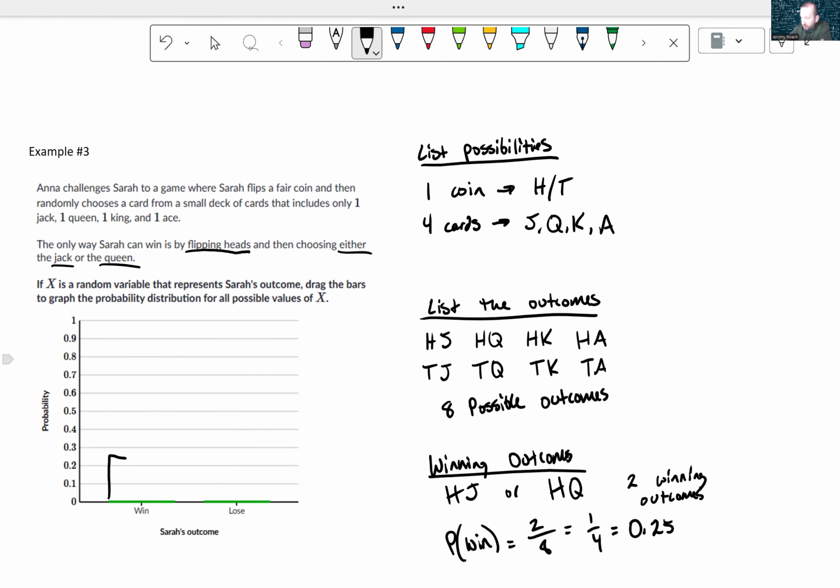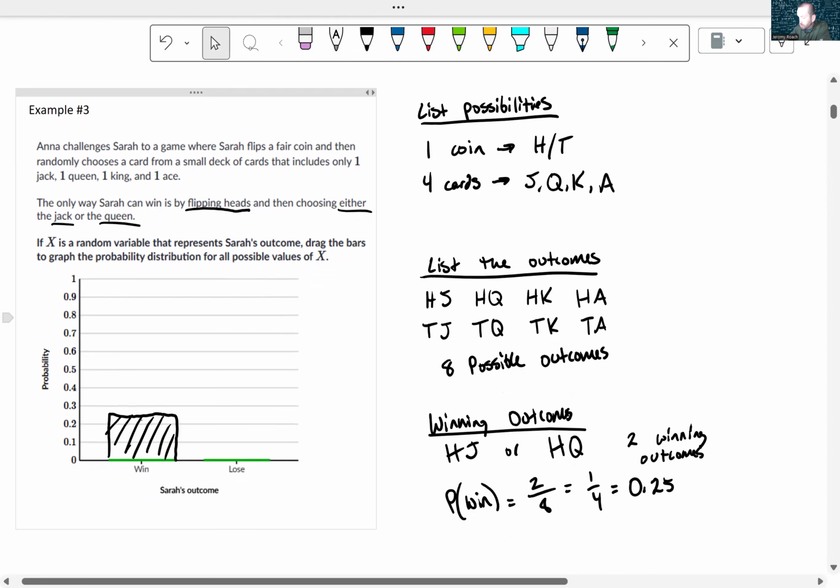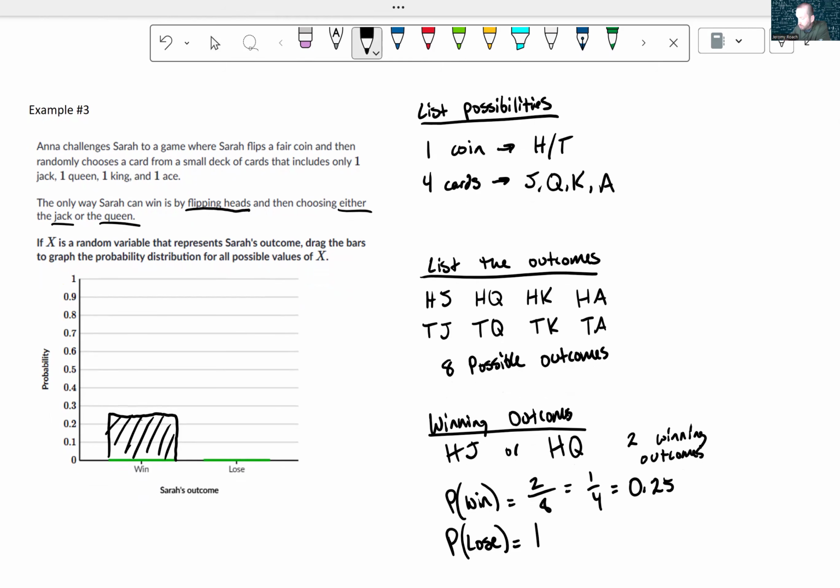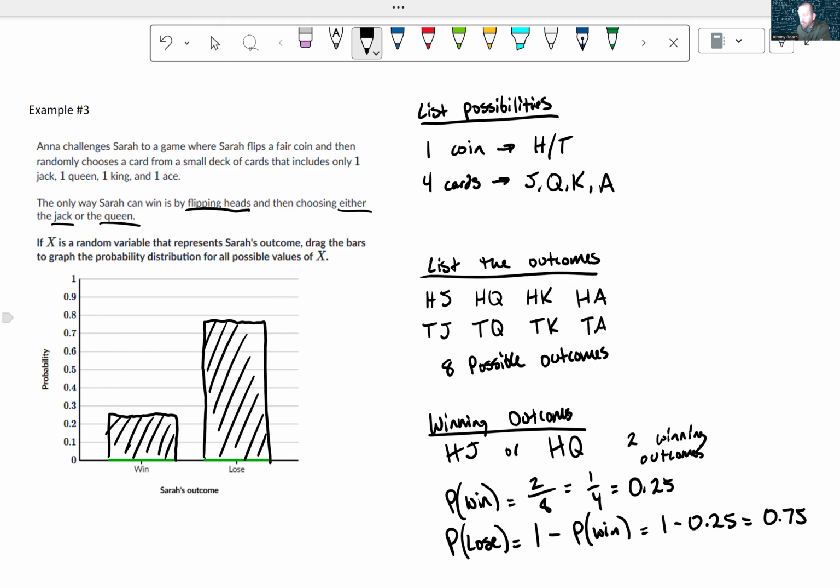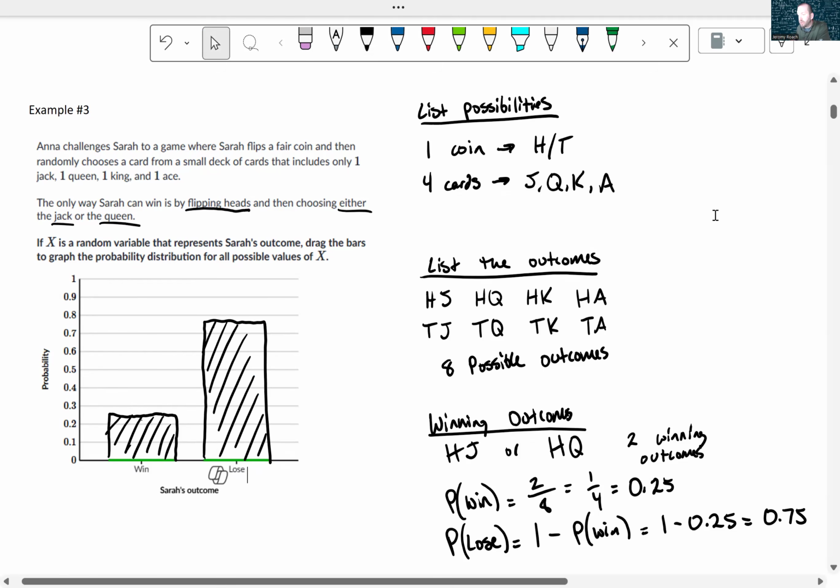And so we're just going to put that on our graph. And we only have win or lose, so it's got to be the probability of losing, the complement of that, so 1 minus the probability that they win. So that's going to be 1 minus 0.25, which is 0.75. Okay, so again, we have to list out all of our outcomes for these, and it just kind of depends on what the problem is telling us. So just think carefully about what the possibilities are and the outcomes for these.